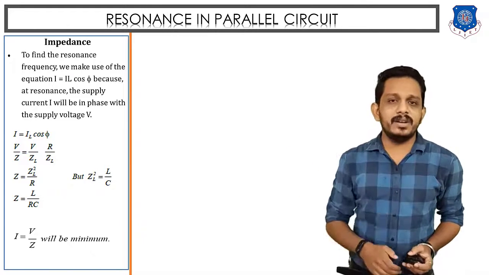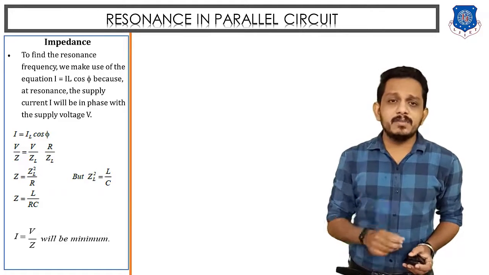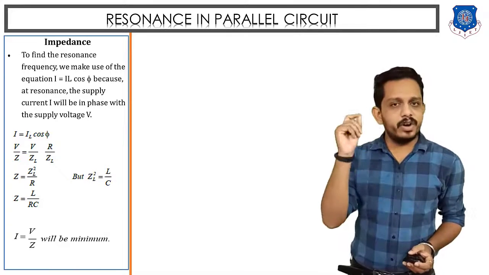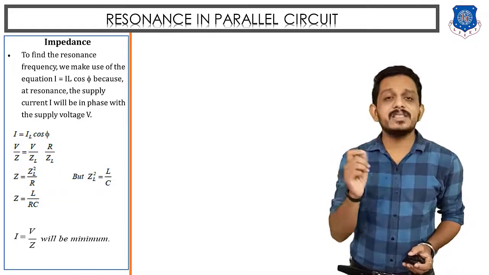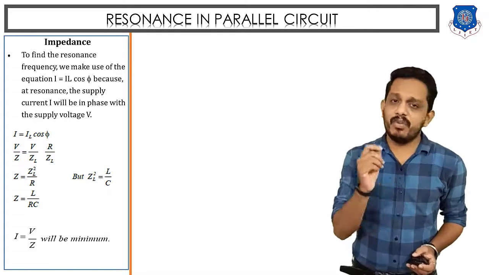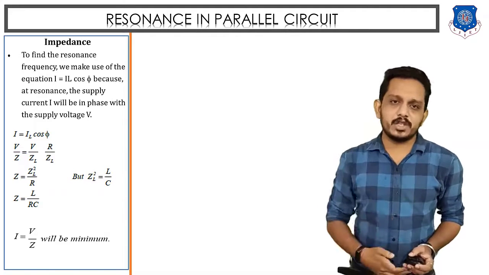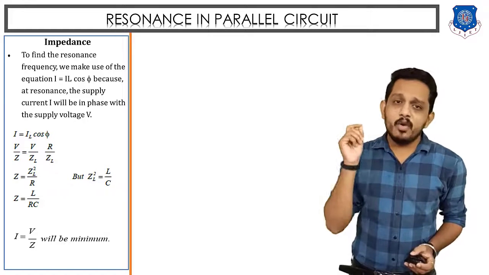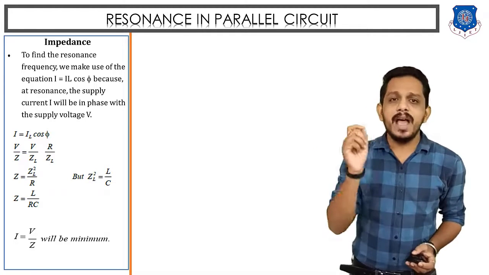And that another equation is at resonance condition, the supply current becomes only IL cos phi, because earlier the current was having three components. One component was IC, second component was IL cos phi, and third component was IL sin phi. But we have seen that IC and IL sin phi have cancelled out each other due to 180-degree difference. So now our supply current I will be only IL cos phi. So to find the current at resonance, or you can say to find the impedance at resonance, we are using this equation I is equals to IL cos phi.